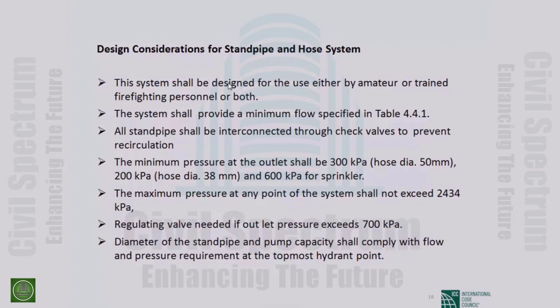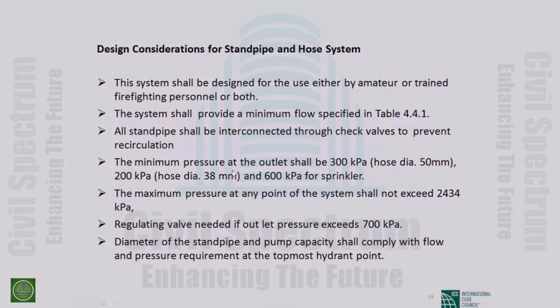Normally a trained person uses a hose which is 1 inch in the reel form or 1.5 inch in the hose form. That will be used by the trained or amateurs. And firefighters normally use the 2 inch or 2.5 inch hose system. The amount of flow provided is given in the table. A standpipe shall be interconnected through check valves to prevent recirculation. You see the typical diagram.